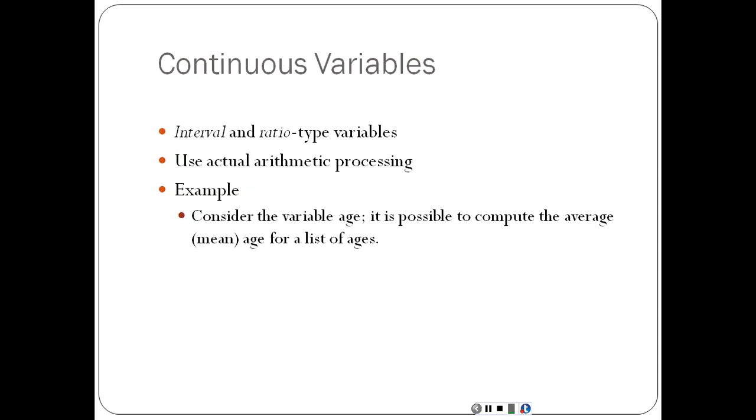Continuous variables. These are our interval and ratio type variables. Unlike categorical variables, wherein numbers are assigned to represent categories, continuous variables contain values that can stand up to actual arithmetic processing. So these are the kind of numbers that we're accustomed to dealing with. For instance, consider the variable age. It is possible to compute the average, or mean, age for a list of ages.